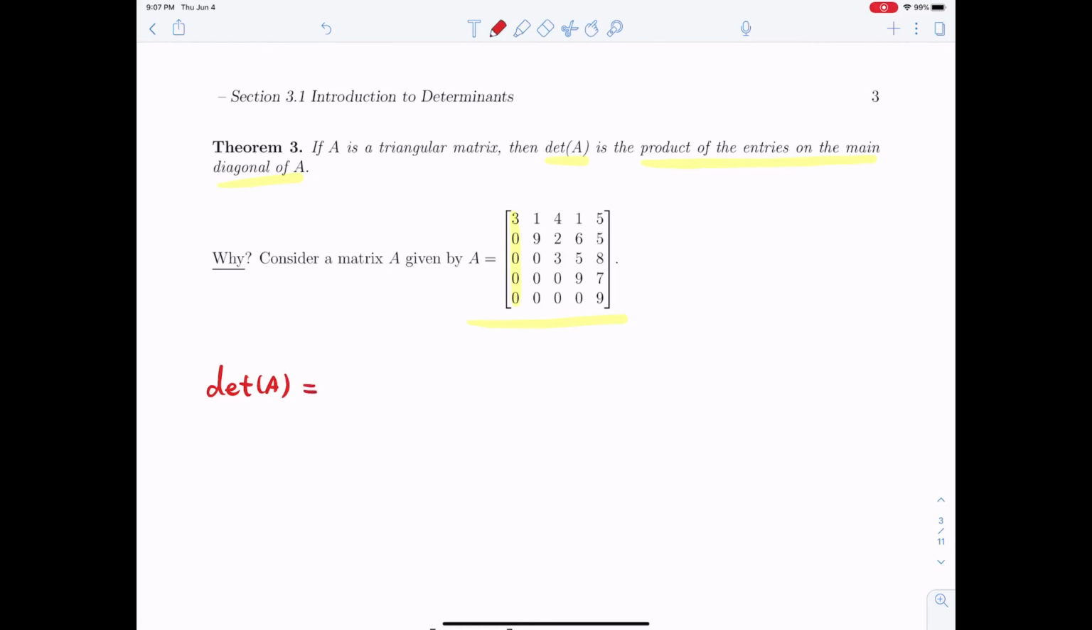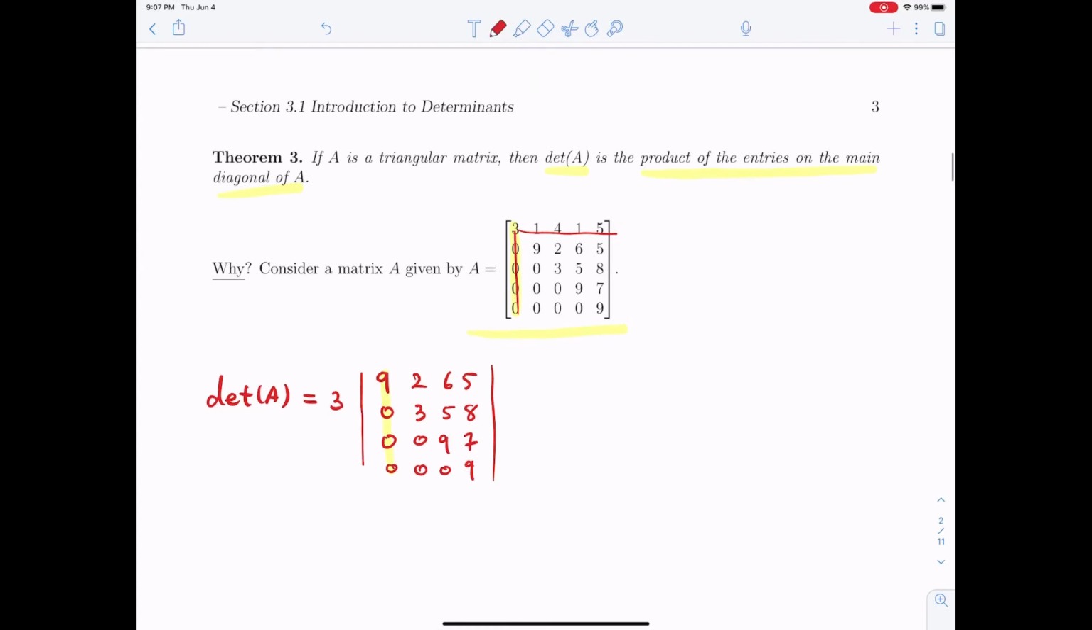So the determinant of A equals 3 times, so we need to kill this column and this row, which gives you 9, 2, 6, 5, 0, 3, 5, and 8, 0, 0, 9, 7, 0, 0, 0, 9. And again, you choose the first column of this matrix. Then this gives you 3 times 9 times the determinant of the smaller matrix, which is 3, 5, 8, 0, 9, 7, 0, 0, 9.